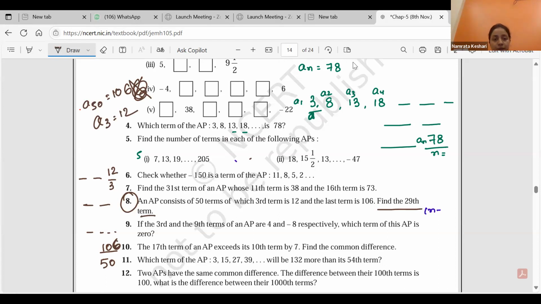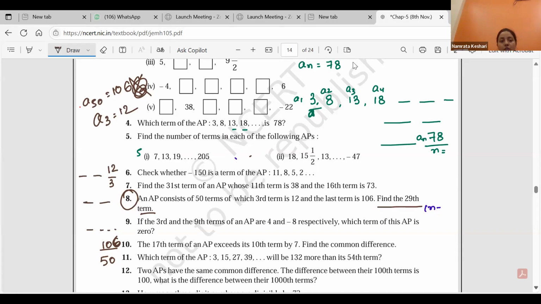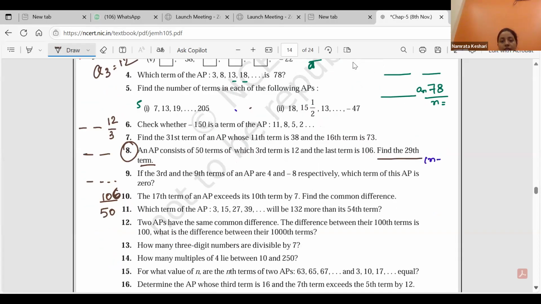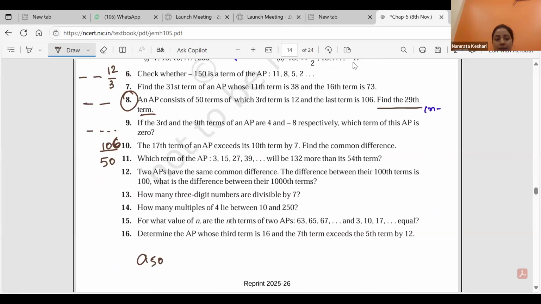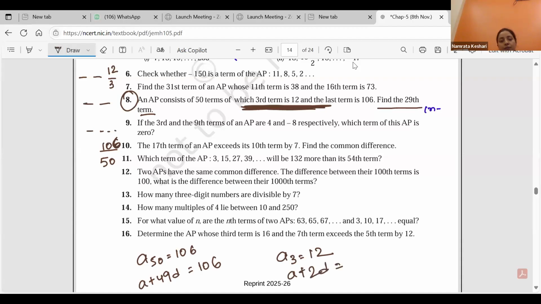Getting it? How? Here the linear equation concept we need to use. We know that the 50th term of this AP is 106 and the third term of this AP is 12. Let's use the formula for the 50th term, A plus n minus 1 into D. 50 minus 1, that is 49D, that is 106. Where is A? Where is D? Nothing is known over here. Read the question. The 50th term of the AP is 106 and the third term is 12. So A plus 3 minus 1 into D, that is 12.